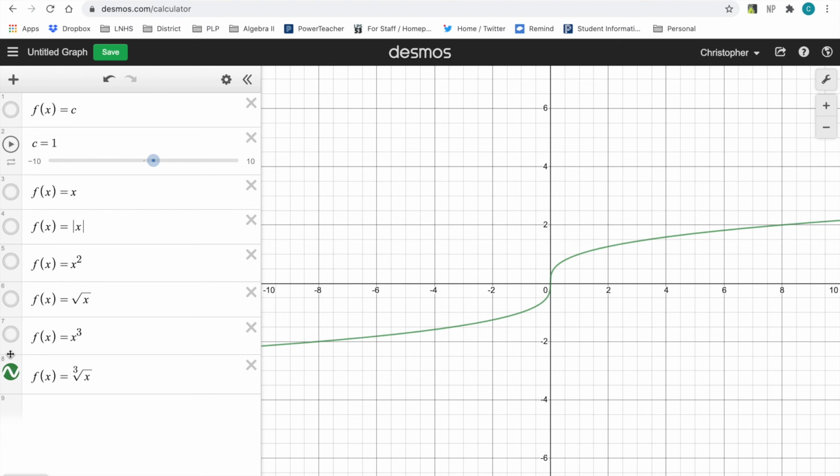Using these parent graphs and their basic shapes will help us be able to graph based on the function. Next, we're going to explore the transformations.